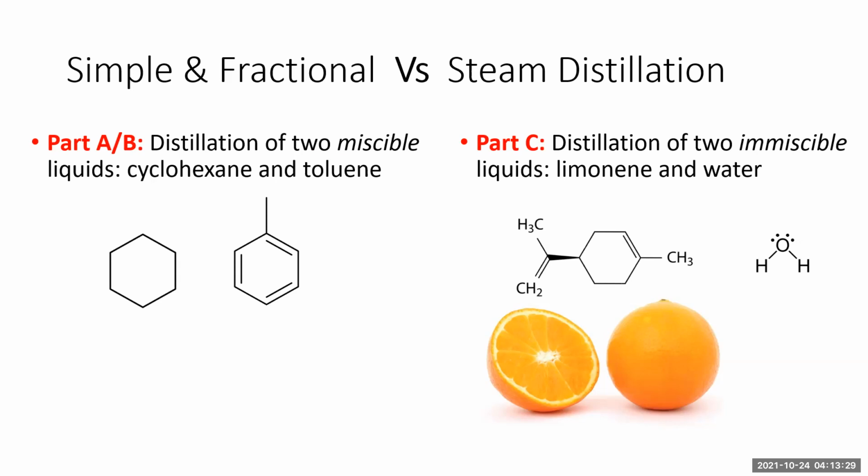And in part C, the difference is going to be that we're using two immiscible liquids, meaning they don't mix in all proportions. So this is limonene, and we're going to access that by peeling the rind of oranges, and water. You can see limonene is also a hydrocarbon, and so it's likely to be much less polar than water. So it's not very surprising, with very different intermolecular forces, that they're not miscible in one another.